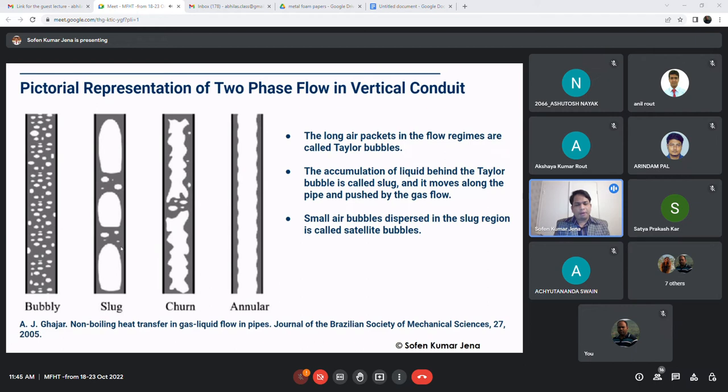Then if we further increase the velocity, the slugs start merging with each other, forming a very unstable, agitated structure. That is known as churn flow. If you further increase the velocity, the churn bubbles at the center line merge with each other, providing a through passage for the airflow at the center line. This is called annular flow, right? You can follow the textbook by Ghajar and Singh to learn more theoretically about two-phase flow in a conduit, okay?